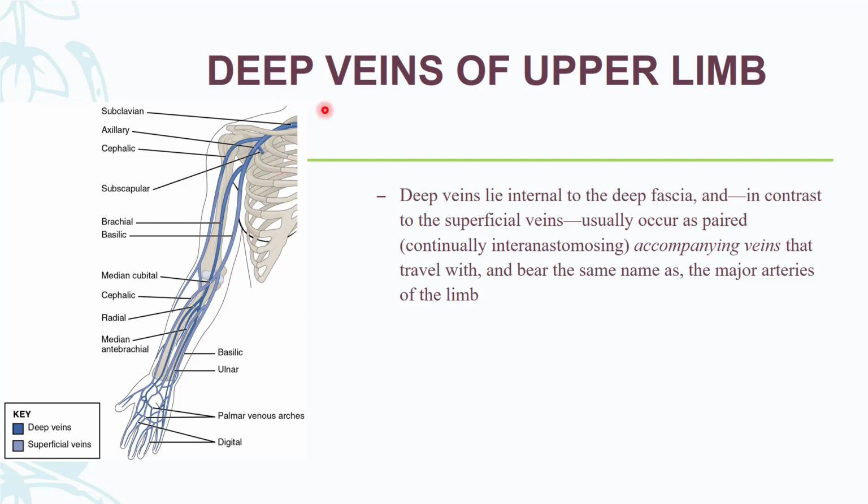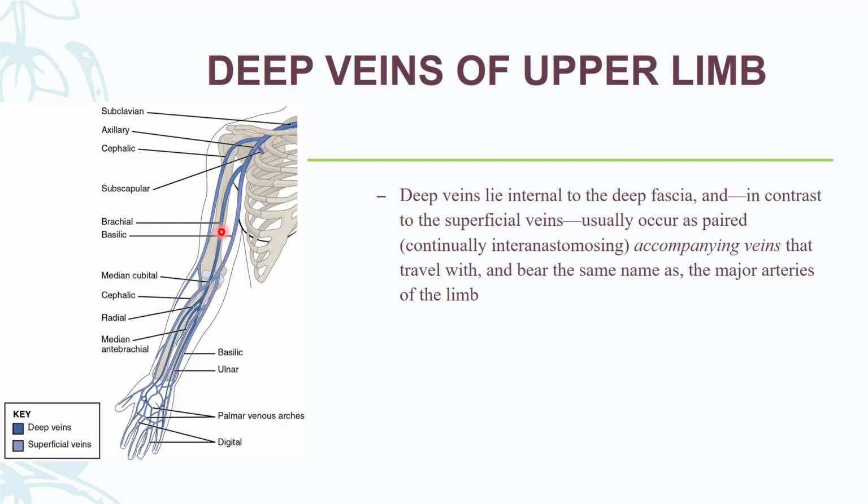See here in this diagram, as we have the subclavian artery, there will be an accompanying vein with the same name as that artery, that is the subclavian vein. Then the subclavian artery becomes the axillary artery, so there will be the axillary vein. Then there are two main veins. Okay, see here in this diagram, this is the subclavian vein and the axillary vein.